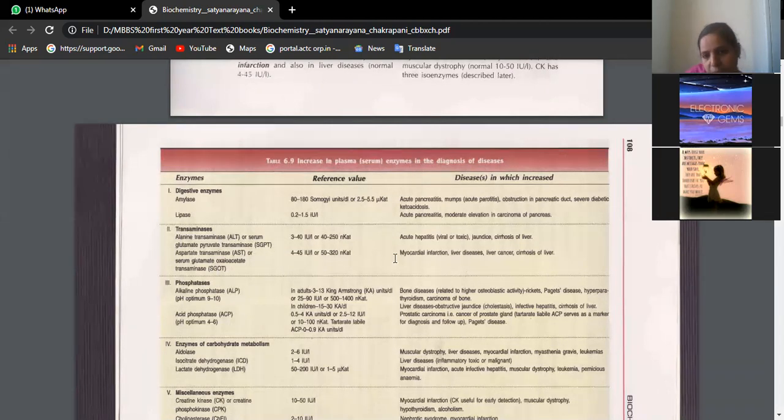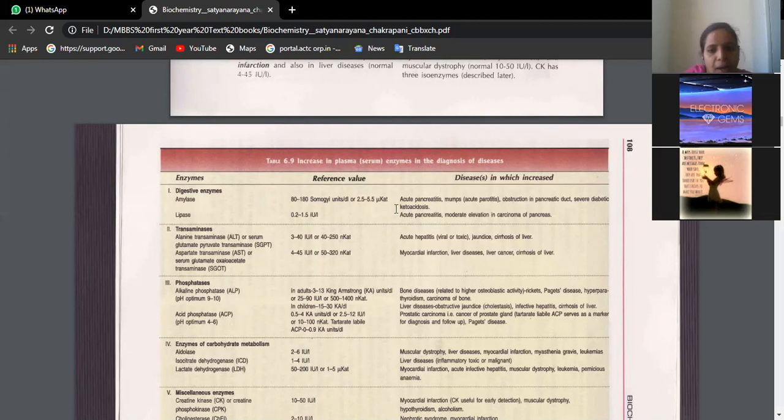If there is any liver disorder like jaundice, you will prescribe for these enzymes to be checked. Suppose the ALT level is raised more than 3 to 40 international units per liter, then we will generally guess there may be some underlying derangement of liver function. This whole table will give you an idea.